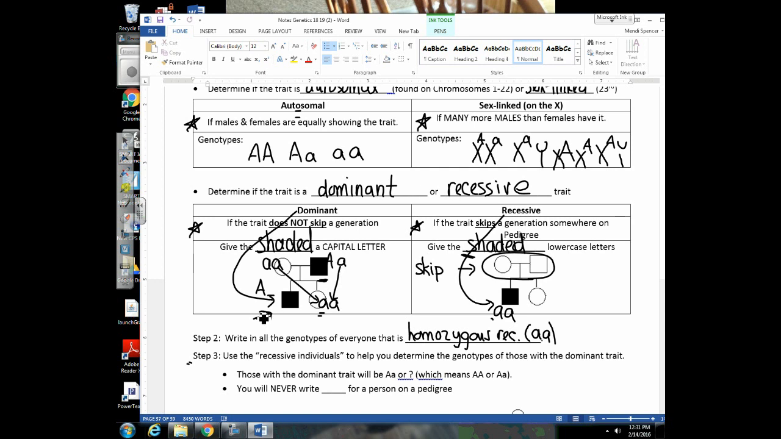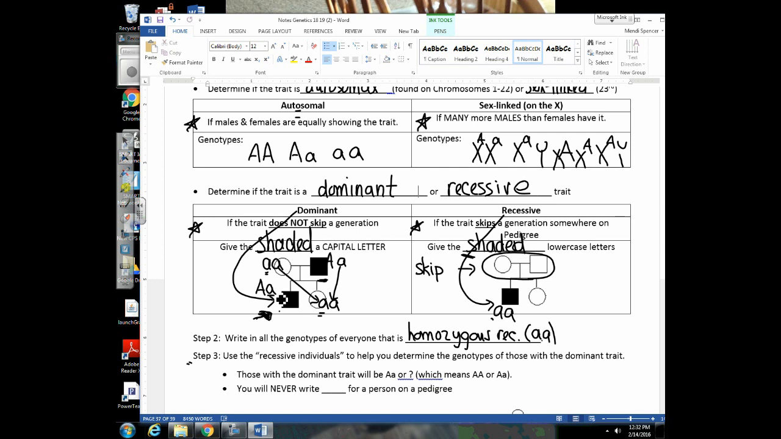Now let's figure out this last square here. This individual doesn't have any children, so look at the parents. The parents are going to give you a clue as to what the genotype of this individual could be. Mom can only pass on a little a. So that means that this individual had to have a little a from one parent and a big A from the other parent.